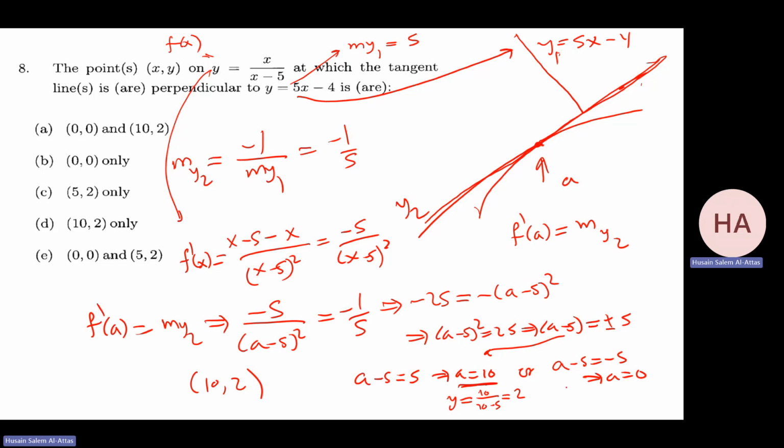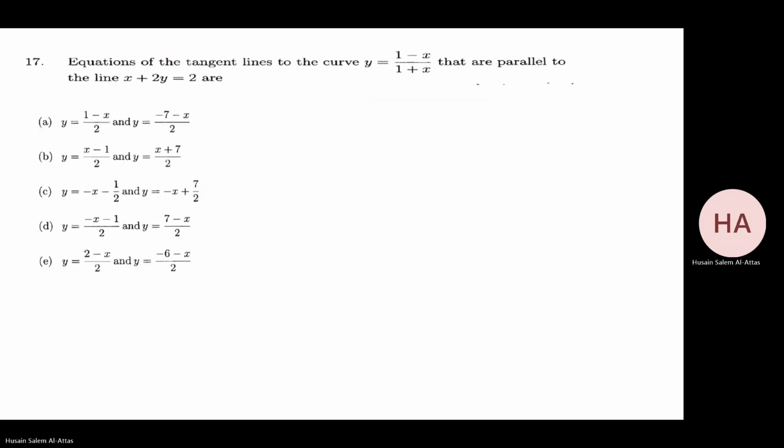And here y will be 0 over 0 minus 5, which is 0. So you have the point 0 and 0. So you have these 2 points: 0, 0 and 10, 2.